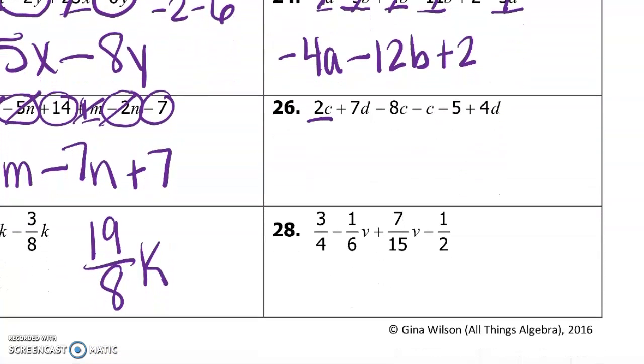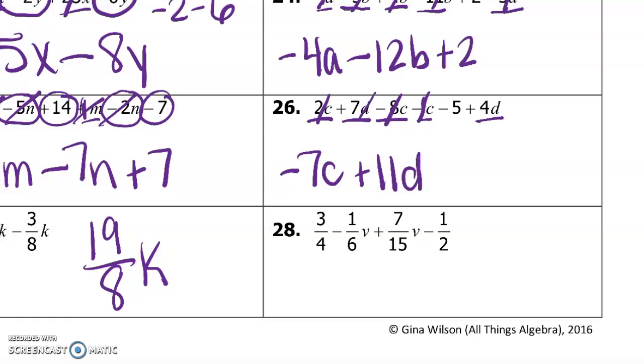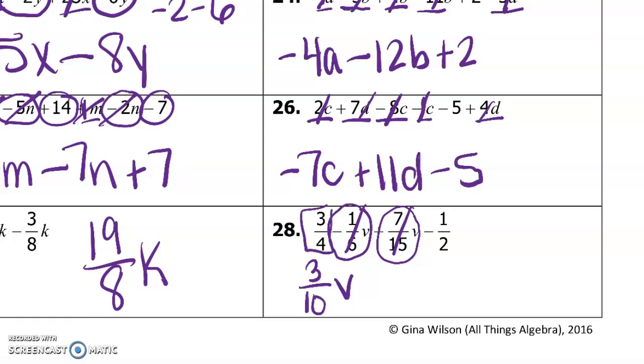26, 2c minus 8c minus 1c. 2 minus 8 minus 1 gives us negative 7. So negative 7c. Here we have positive 7 plus 4 gives us plus 11d. And then we bring down the minus 5. Finally, our last one. This is negative 1 over 6 plus 7 over 15. Negative 1 over 6 plus 7 over 15 gives us 3/10. So 3 over 10v, those are gone. 3/4 minus 1/2 gives us 1/4. So plus 1/4.